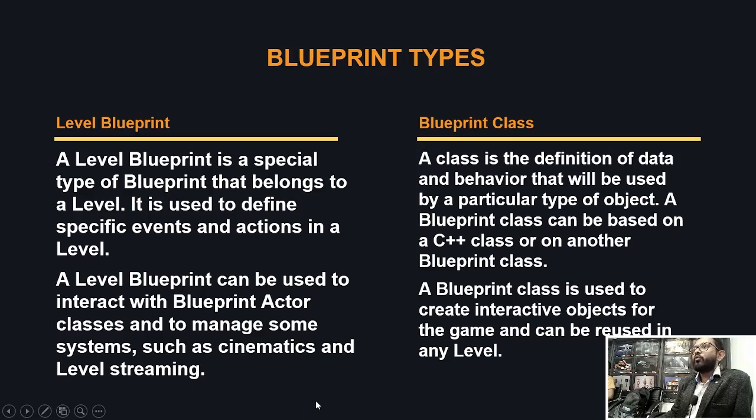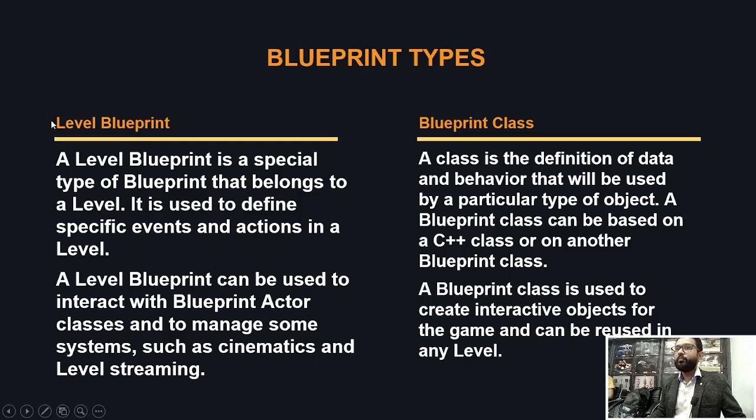These are the major blueprint types: the level blueprint and blueprint class. A level blueprint is a special type of blueprint that belongs to a level. It is used to define specific events and actions in a level. A level blueprint can be used to interact with blueprint actor classes and to manage some systems such as cinematics and level streaming.